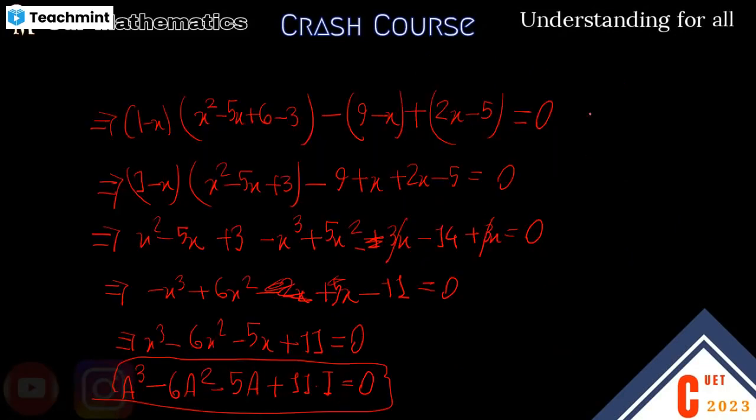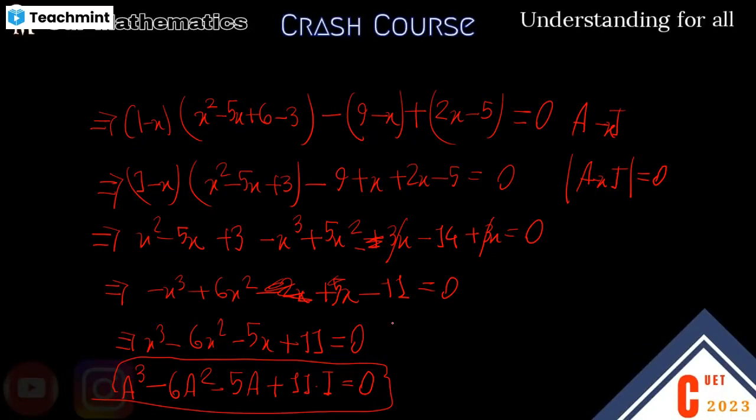First of all, what we will do? We'll find A minus xI. Then we will take the determinant of A minus xI is equal to 0. From this, we will get a polynomial. We will get an equation like this: x cube minus 6x square minus 5x plus 11.